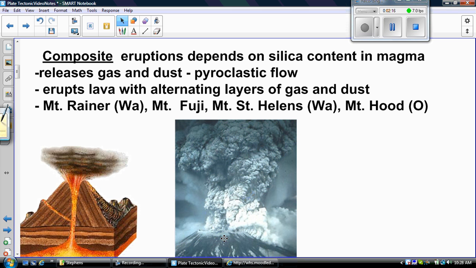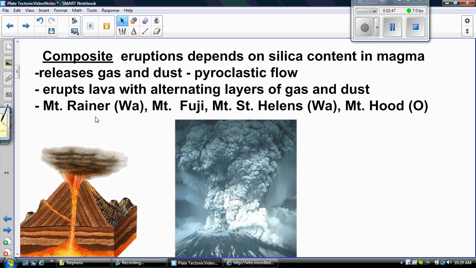So when a composite erupts violently, it emits a large amount of dust and gas into the atmosphere above the volcano. It then starts to erupt lava. So this composite volcano is made up of alternating layers of lava with gas and dust. That's why if you look at a cross section of a composite volcano, these different layers are the cooling and hardening of lava, and then the compaction of gas and dust that comes down. So that's what a composite volcano looks like.